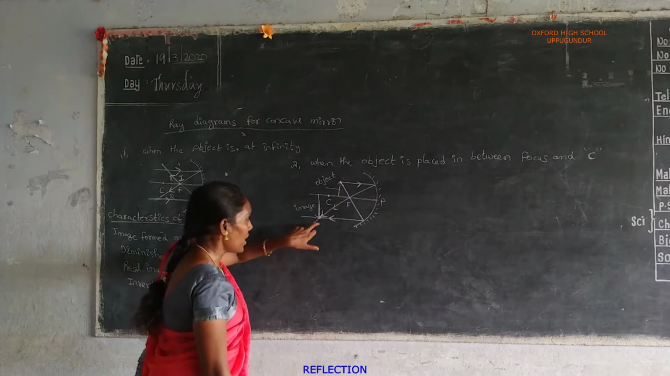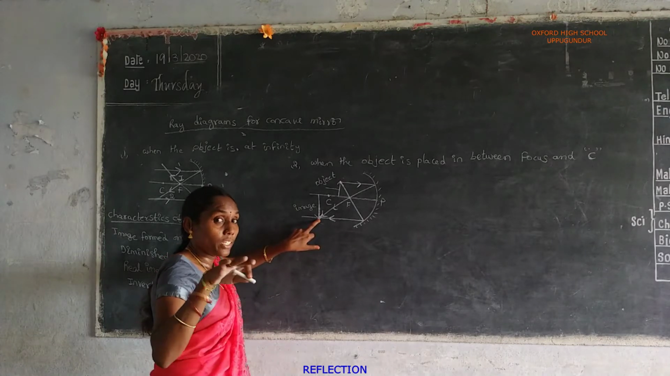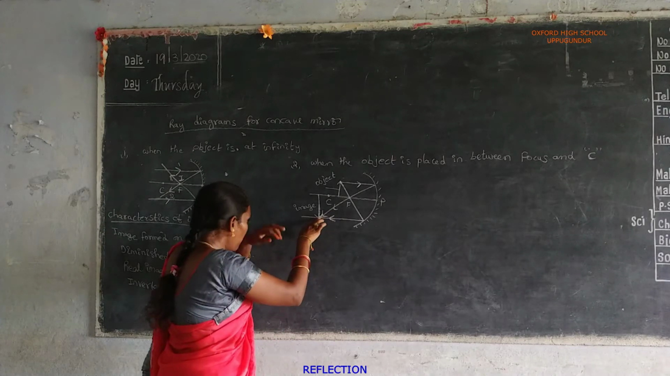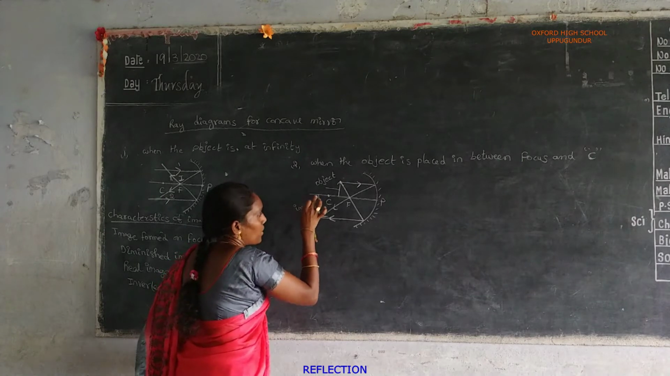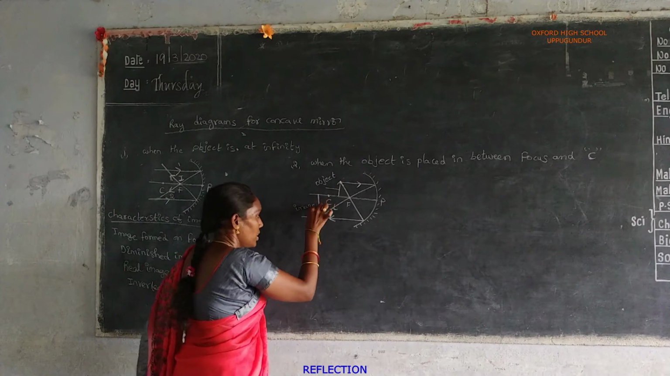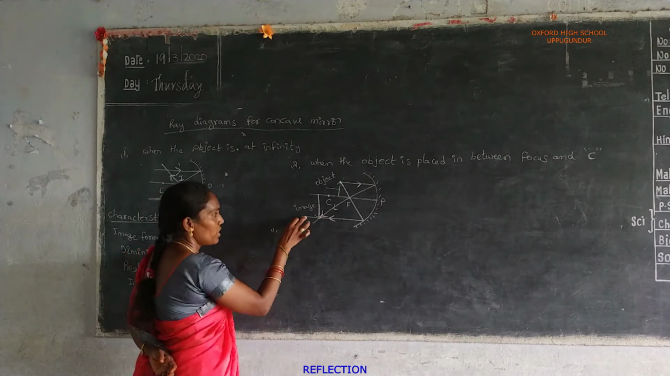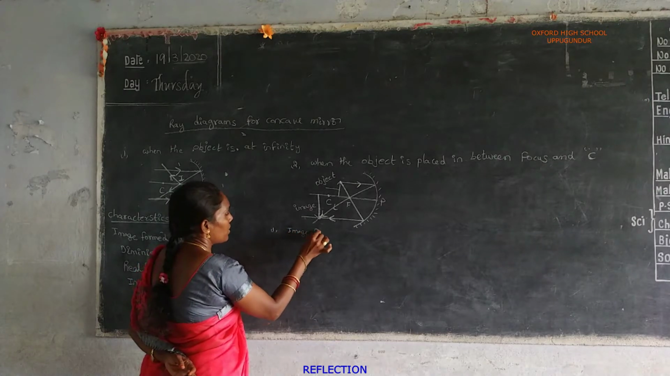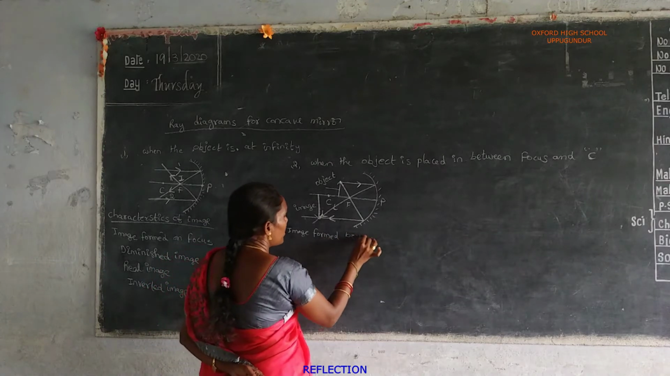Draw a line from the point where the two reflected rays meet. That line touches the principal axis, and this line indicates the image of the object. Here, where is the image formed? The image is formed beyond the center of curvature.